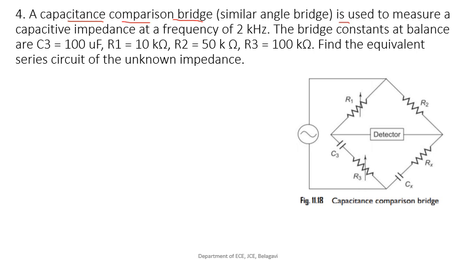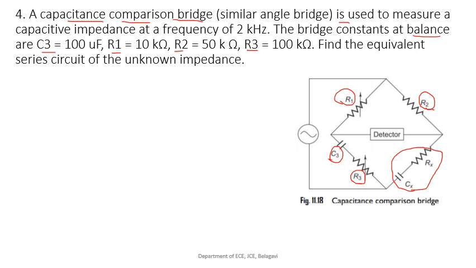The bridge constants at balance. Balance means the bridge is balanced. Then C3 is given, so this value is given. Then R1, R2, R3 are given. Find the equivalent series circuit of the unknown impedance. So this series impedance is Rx plus Cx, or the combination of this, they want to find out.